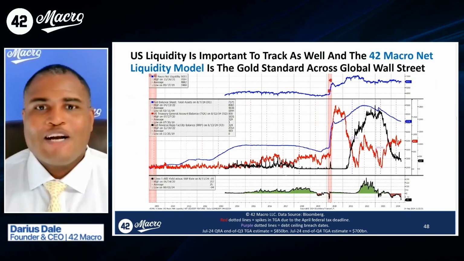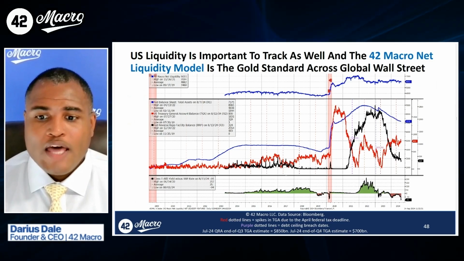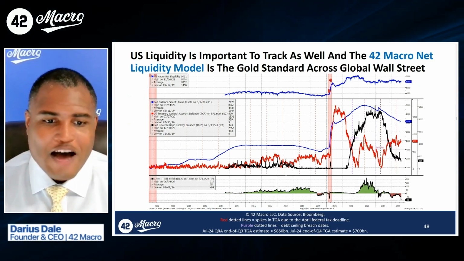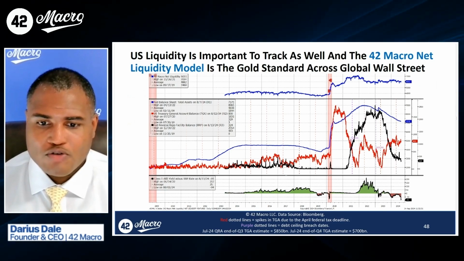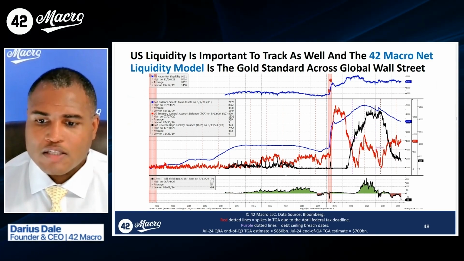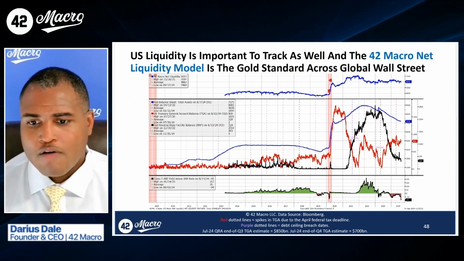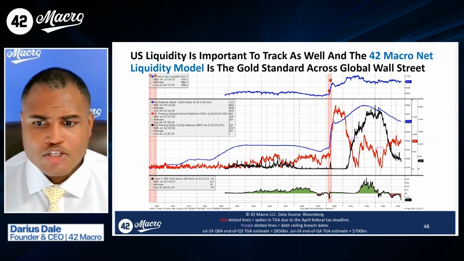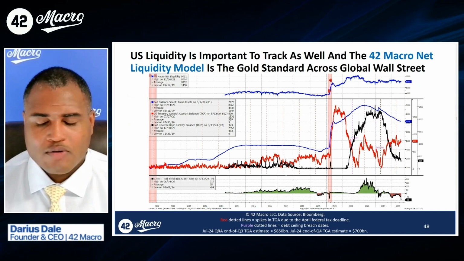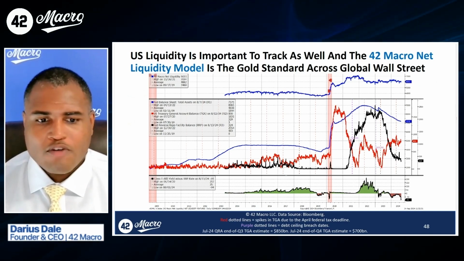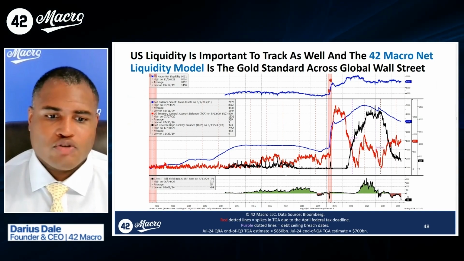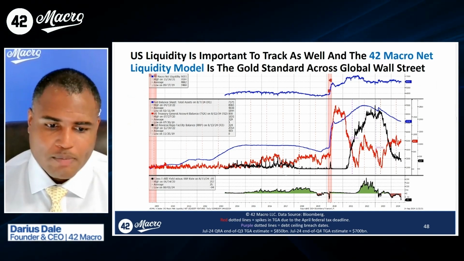So U.S. liquidity is important to track as well, and the 42 Macro net liquidity model is the gold standard across global Wall Street. I've created a lot of stuff that became very popular across global Wall Street. As you know, I cut my teeth across global institutional finance, helping investors stay abreast of macro risks and building econometric models for different buy-side investors. One of the tools we've built to help clients stay on the right side of U.S. liquidity cycles has become the way everyone monitors U.S. liquidity, and that's the Fed balance sheet minus Treasury general account balance minus the reverse repo facility balance metric.